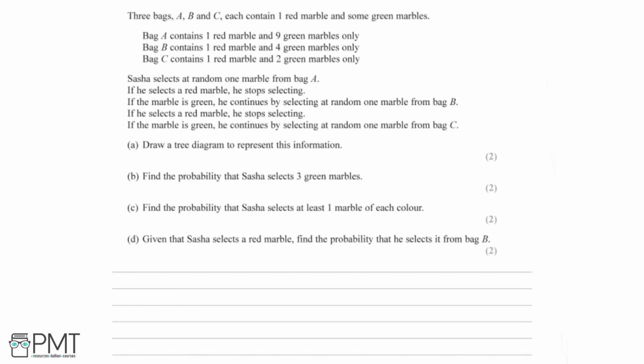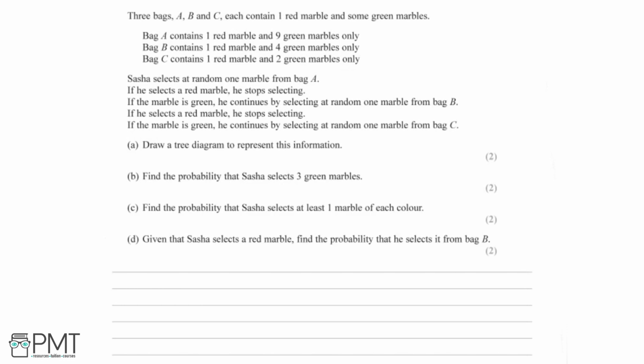Sasha selects at random 1 marble from bag A. If he selects a red marble, he stops selecting. If the marble is green, he continues by selecting at random 1 marble from bag B. If he selects a red marble, again, he stops selecting. If the marble is green, he continues by selecting 1 marble at random from bag C.